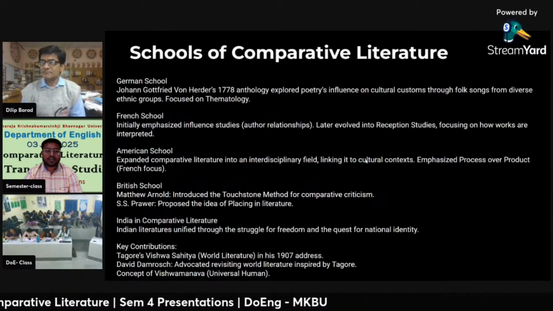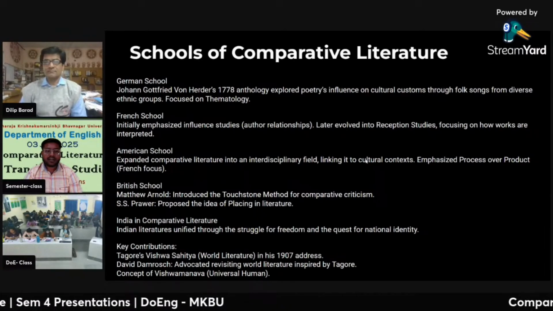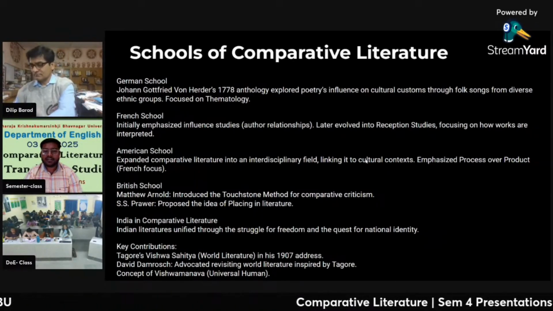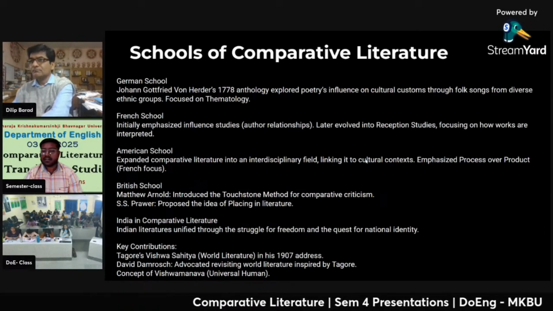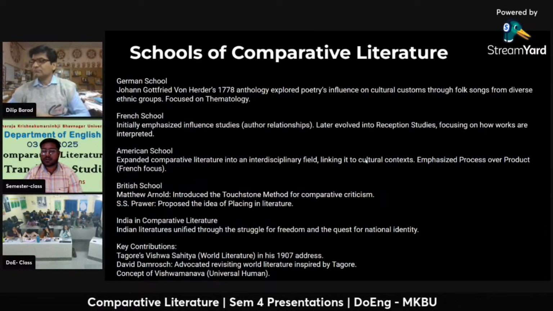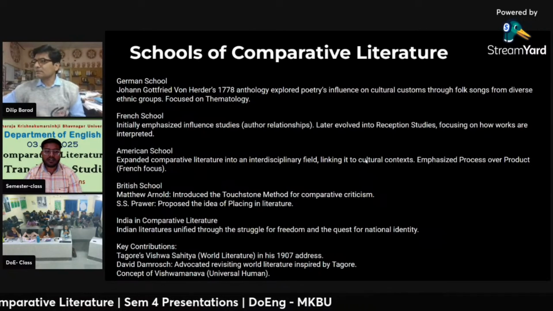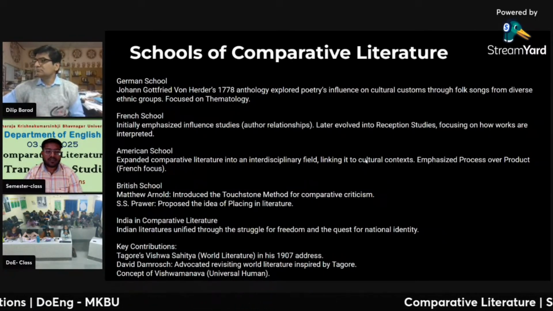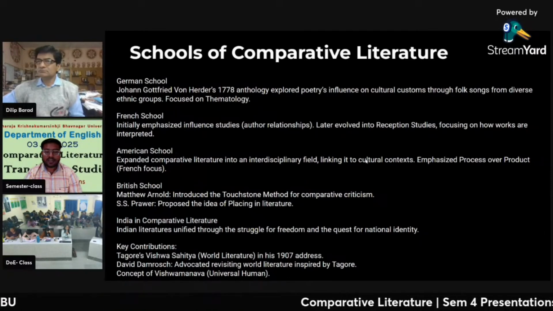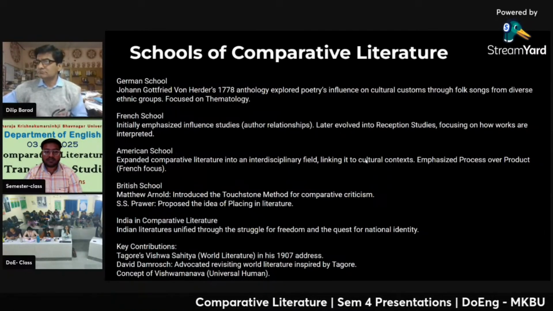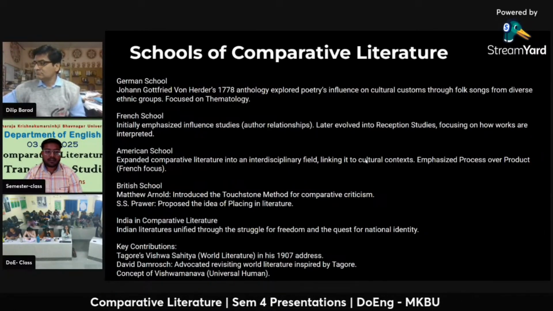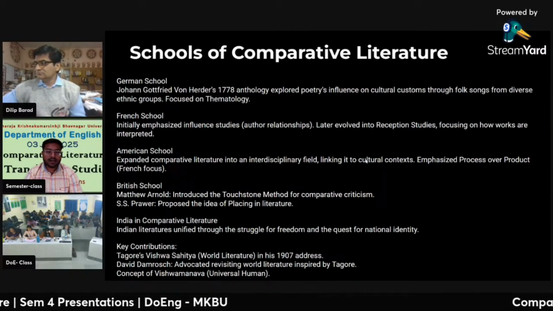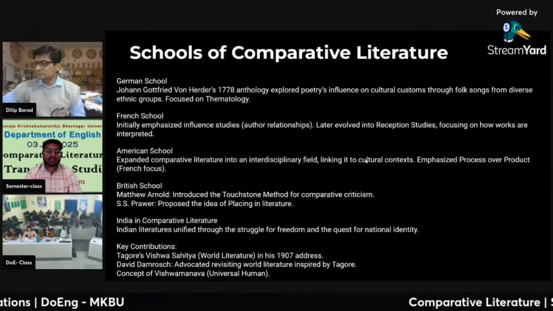The third one is the American school. It expanded comparative literature into an interdisciplinary field, linking it to cultural context, and it emphasized process over product. The fourth and last school is the British school, and Matthew Arnold introduced the touchstone method for comparative criticism. S.S. Prawer proposed the idea of placing in literature. This is the major idea of this last school.